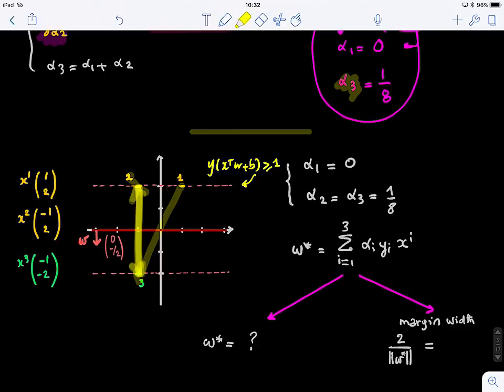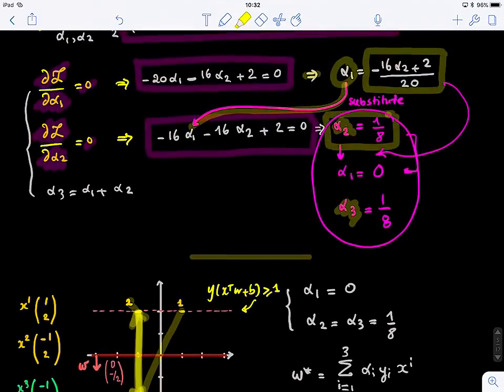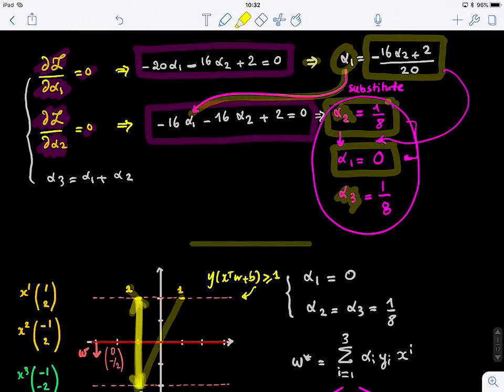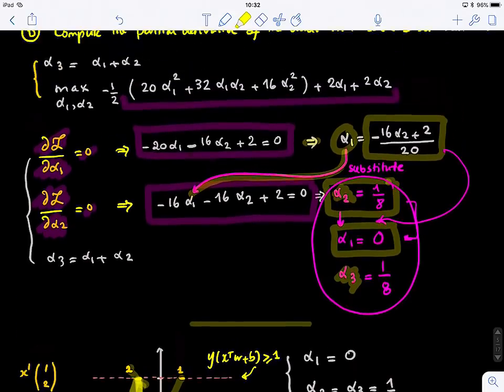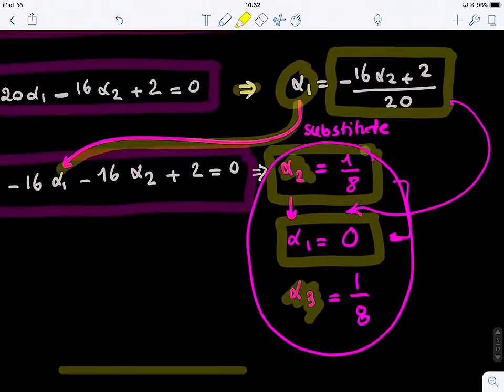Alpha 1 is 0. This is what we solved right here. So did you get why we got alpha 1 is equal to 0? We got alpha 2, we can put it in alpha 1 and get a value for alpha 1, right? Just by solving this, we find alpha 2 is equal to 1/8, but by plugging this in here, it's negative 16 divided by 8 plus 2, negative 2 plus 2, so that's 0. So numerically, we got a 0 for alpha 1.